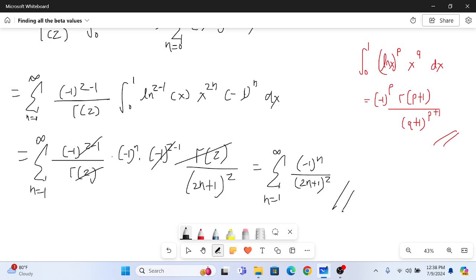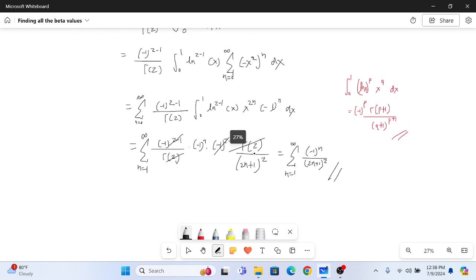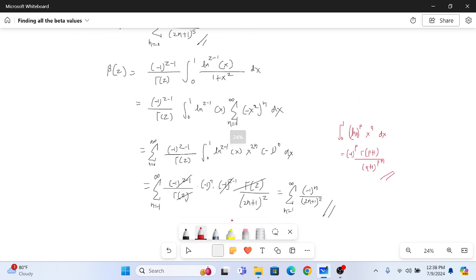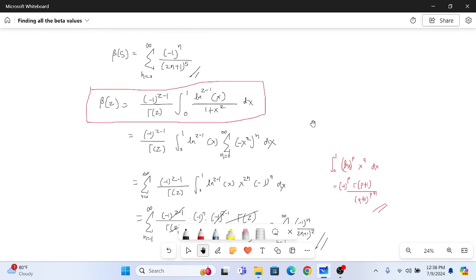Yes. Now, so we got one integral representation. This will be helpful later on. So let me just mark them. This integral representation will be helpful later on. Yes. And similarly, the sum representation will also be helpful. The sum representation will also be helpful later on, while generalizing how to find beta values.